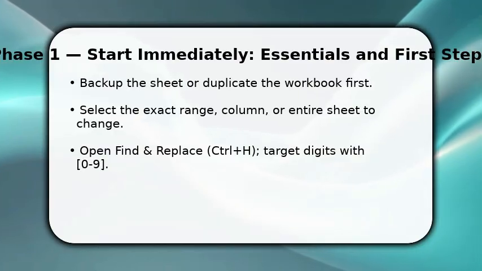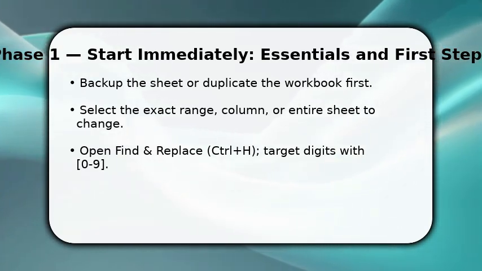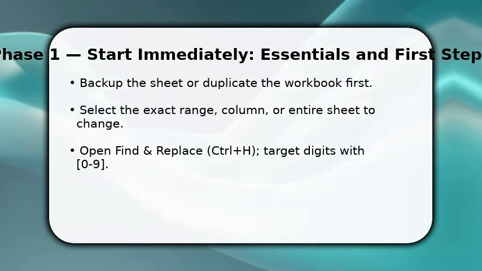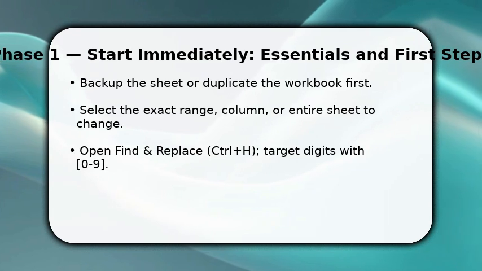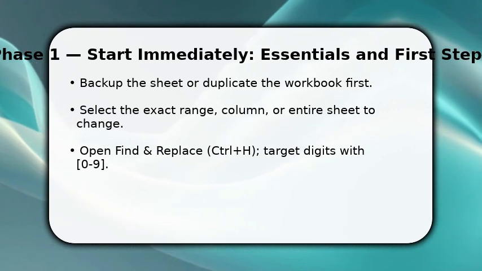You begin by protecting your work. Duplicate the sheet or save a copy, then select the exact cells to edit so you don't alter unintended data. Once done, press Ctrl+H to open Find and Replace. In Find What, type 0-9 to target any single digit.